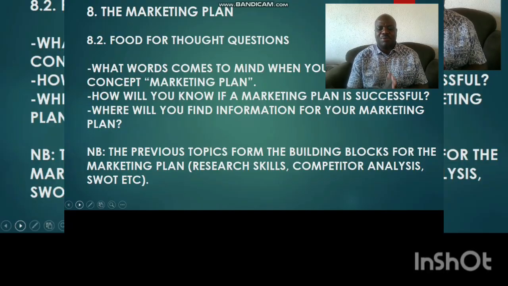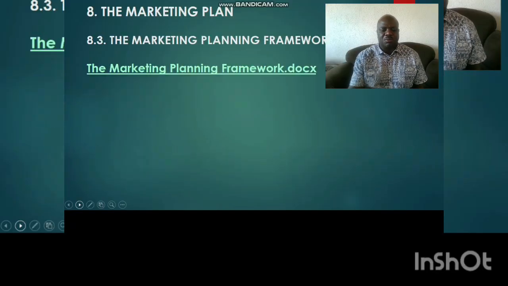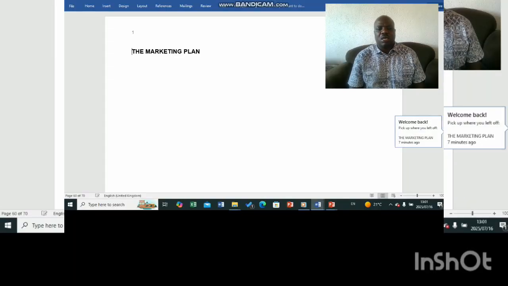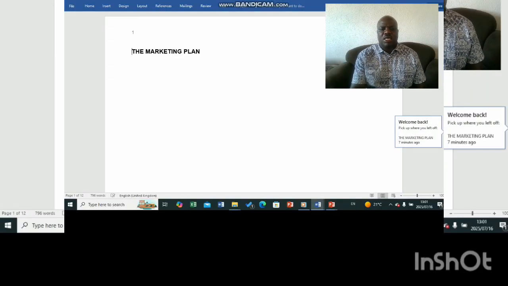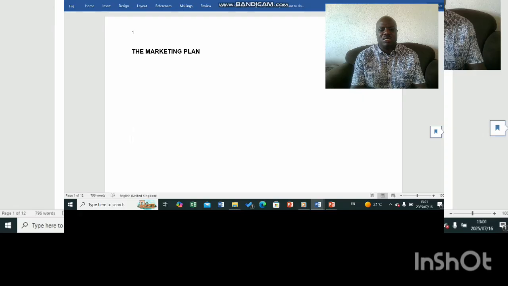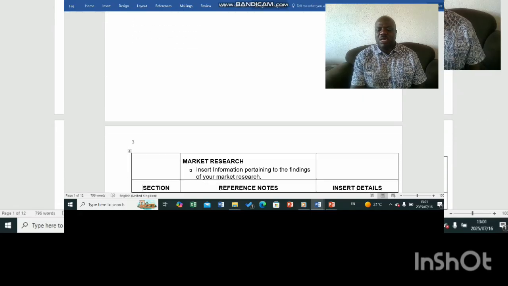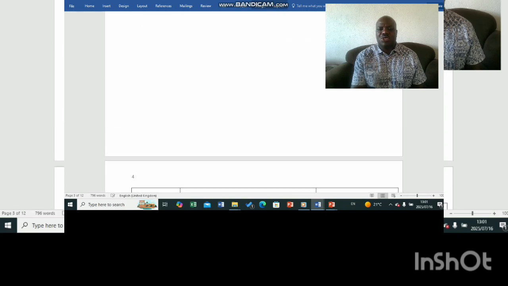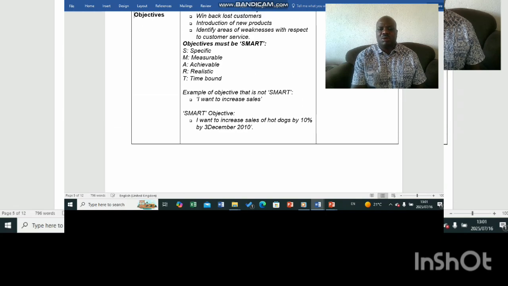Important to note, the previous topics form the blocks for the marketing plan. A marketing plan is a framework, but the topics that we covered, like your research skills, competitor analysis, and SWOT analysis, you have to pull them together to fill in the meat for your marketing planning framework. Here is the framework. The first task in planning your market is to set your objectives, and as you would recall, your objectives have to be SMART.